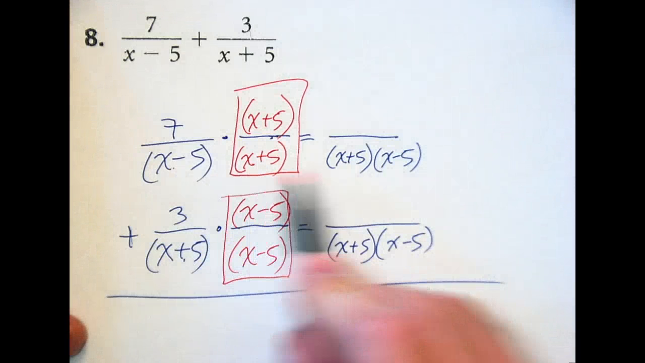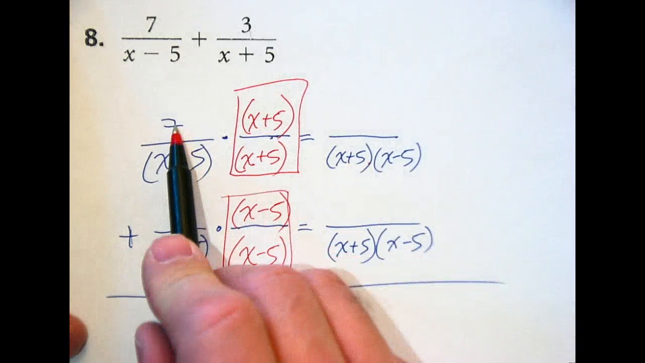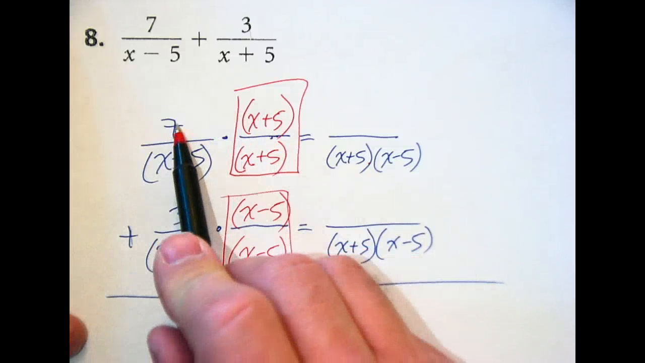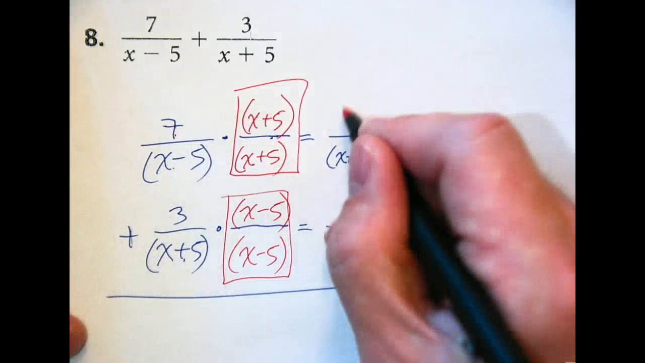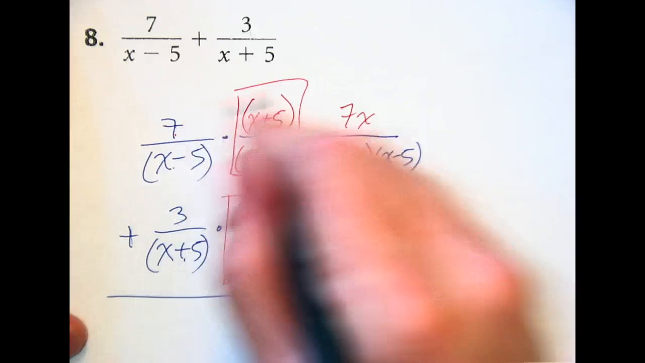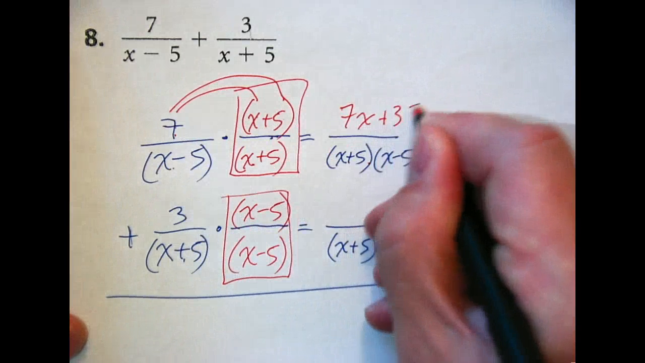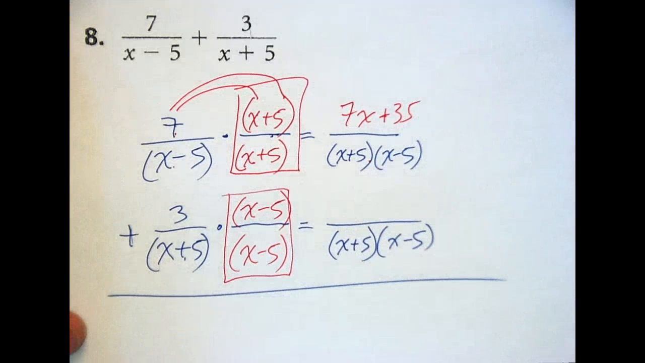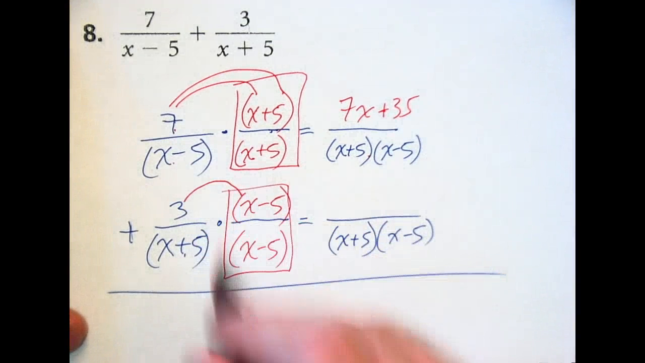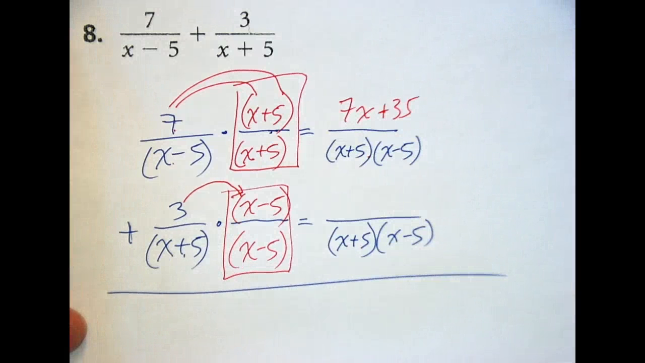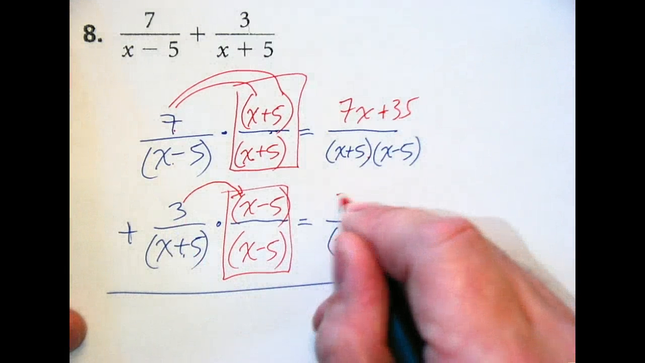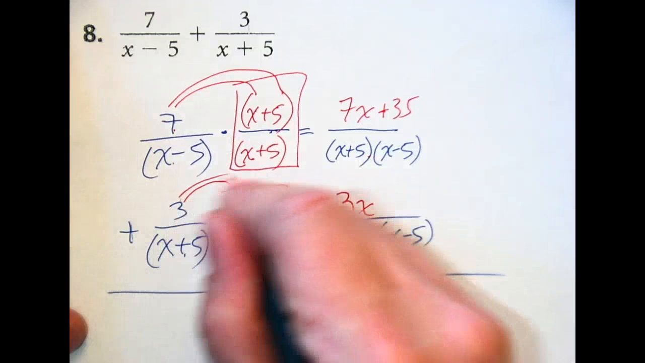So when I'm multiplying across, I'm actually going to distribute. 7 times x is? 7x. And 7 times 5 is? 35. So we're going that way. And you'll see why here in a minute. Okay, 3 times x is? 3x, and 3 times negative 5, negative 15.